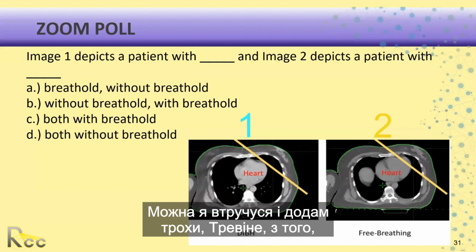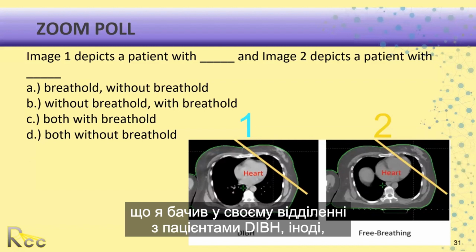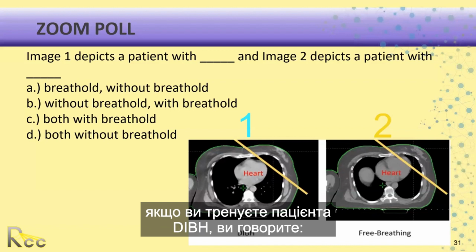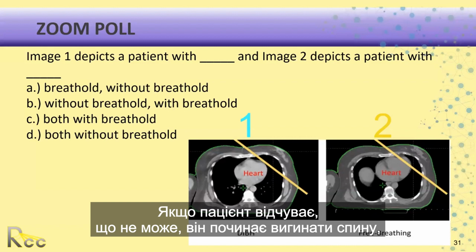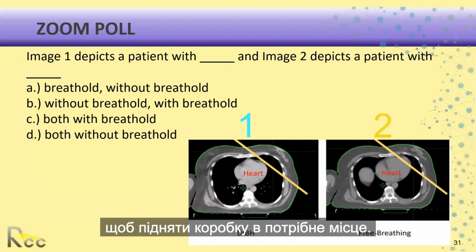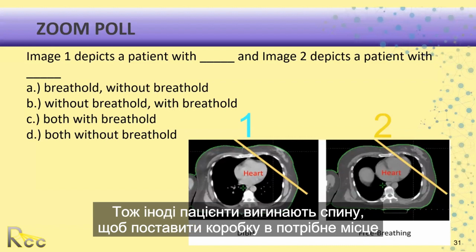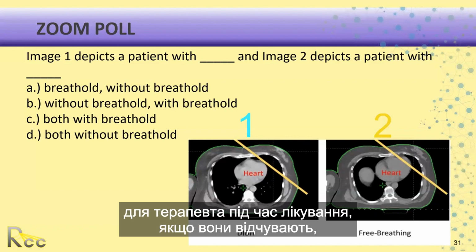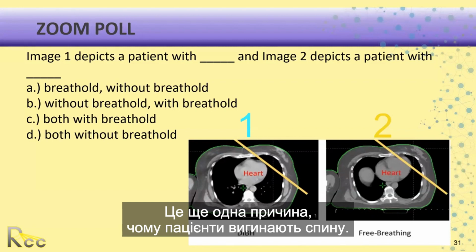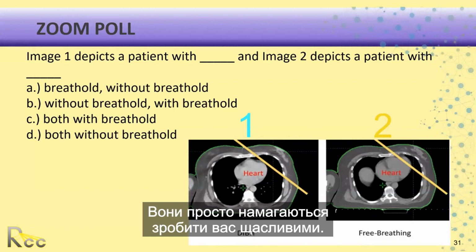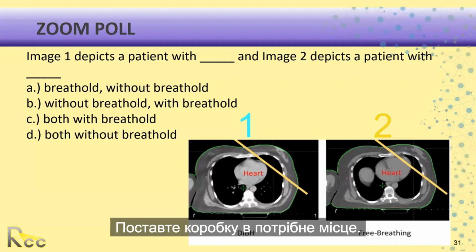Yeah, look, can I jump in and add a little bit there, Trevin? From what I've seen in my department with DIBH patients, sometimes if you're coaching a DIBH patient, you're saying, breathe in a little bit more, breathe in a little bit more. If they feel like they can't, they'll start to arch their back so that they'll bring the box up into the right place. So sometimes patients will arch their back to get the box in the right place for the therapist during treatment as well, if they feel like they can't breathe in any more than that. So that's another reason that patients arch their back. They're just trying to make you guys happy, get the box in the right spot.